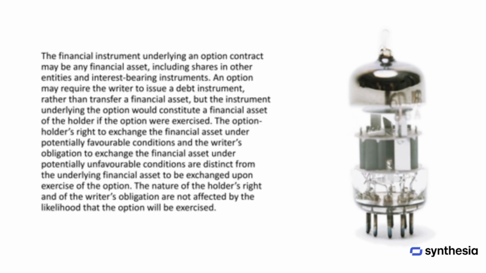The financial instrument underlying an option can be any financial asset, such as shares or interest-bearing instruments. Sometimes, the option may require the writer to issue a debt instrument instead of transferring a financial asset. However, if exercised, the underlying instrument is a financial asset for the holder. The holder's right to exchange the asset under potentially favorable conditions and the writer's obligation to exchange it under potentially unfavorable conditions are separate from the underlying financial asset itself. The characteristics of the holder's right and the writer's obligation are not affected by whether the option is likely to be exercised.